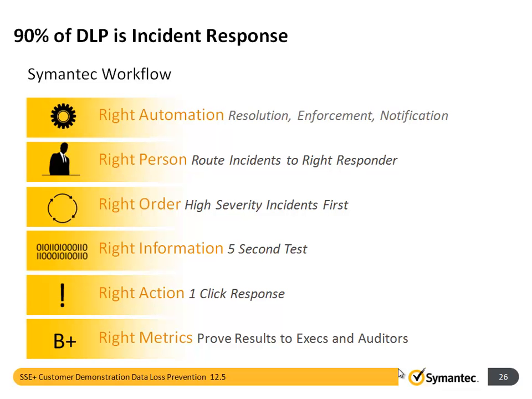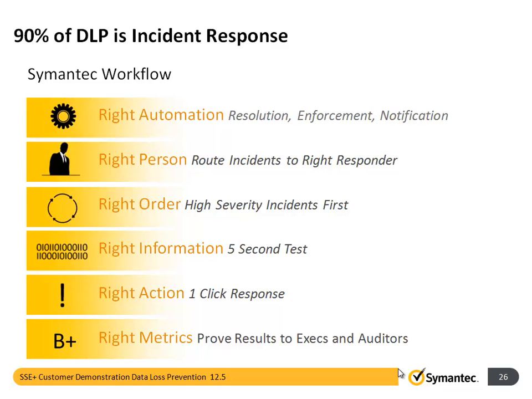We like to say at Symantec that 90% of DLP is incident response. Once that incident is captured, how are you going to remediate it? How are you going to make sure that you have the right automation? And you saw some of the automated functionality of semantic data loss prevention in terms of notification and blocking and so forth. How are you going to make sure that you route the incidents to the right responder? And we saw some examples of that with the ability to escalate incident to managers, for example. How are you going to prioritize your incident remediation? Make sure that you see the high severity incidents first. Make sure that you deal with, for example, incidents from high severity users first.